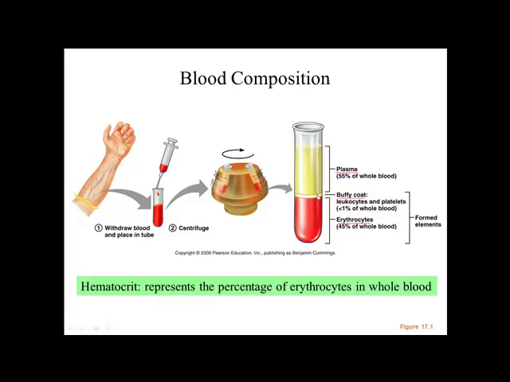About 45% of your whole blood is considered formed elements. That will include the buffy coat and the red blood cells. So that'll be white blood cells, platelets, and red blood cells. About 55% of your blood composition should be plasma. What we're looking at here would be a hematocrit, and the hematocrit represents the percentage of red blood cells in your whole blood.